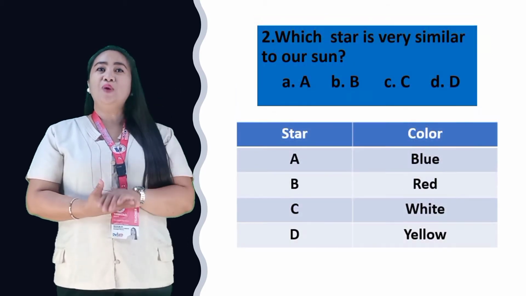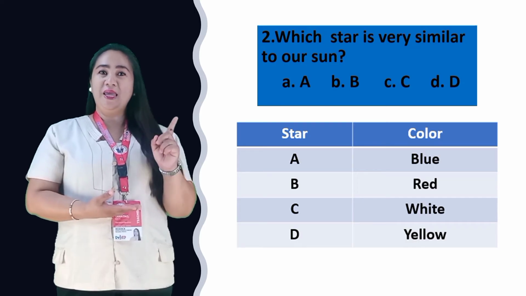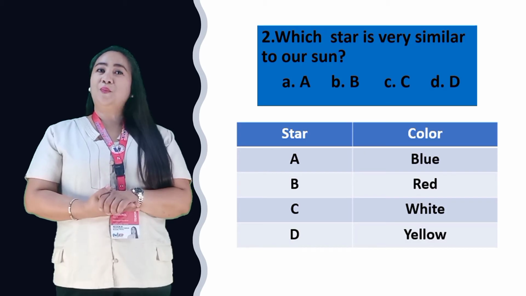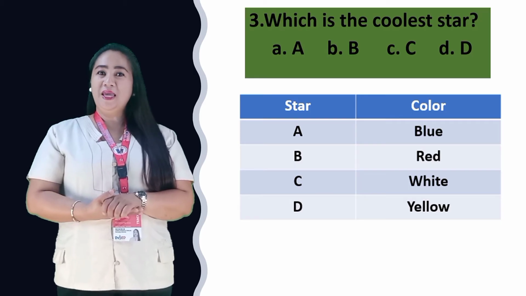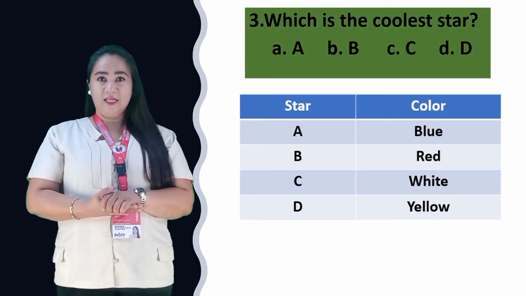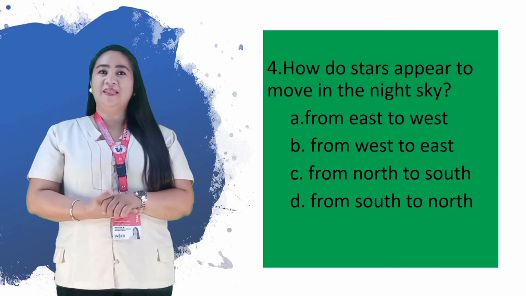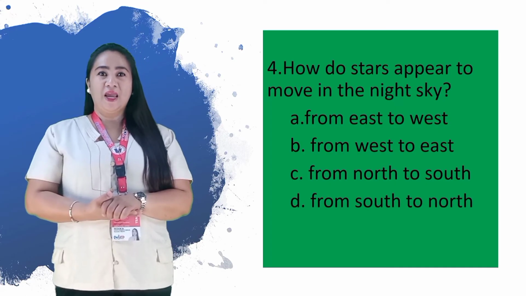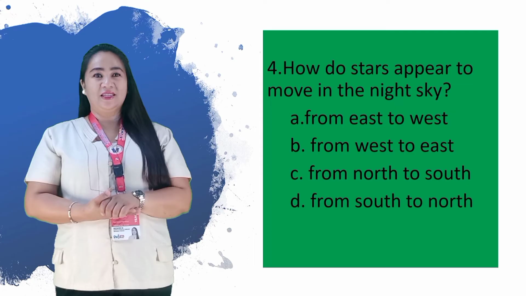Number 2. Which star is very similar to our sun? Letter A, B, C, or D? Number 3. Which is the coolest star? A, B, C, or D? Number 4. How do stars appear to move in the night sky? A. From east to west. B. From west to east. C. From north to south. And D. From south to north.